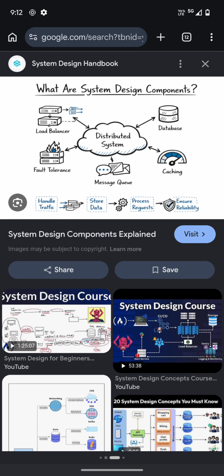Very sensitive data should be stored in the database, encrypted at rest. So you need to follow these practices when you are building a system design. And you have to handle the traffic properly. You have to store the data. You can apply encryption at rest. And we can process the requests.